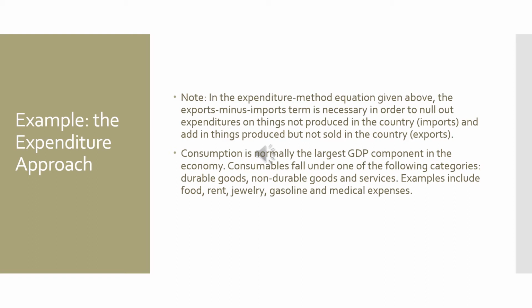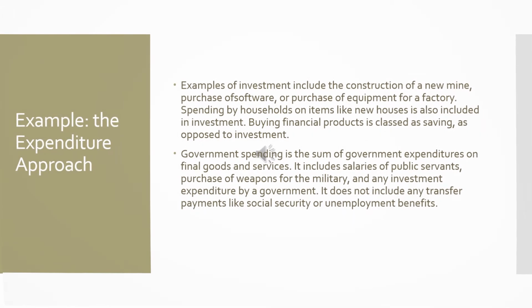Consumables fall under one of the following categories: durable goods, non-durable goods, and services. Examples include food, rent, jewelry, gasoline, and medical expenses. Examples of investment include the construction of a new mine, purchase of software, or purchase of equipment for a factory. Spending by households on items like new houses is also included in investment. Buying financial products is classed as saving, as opposed to investment.